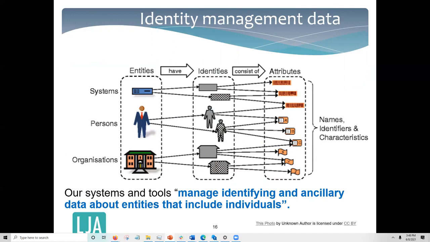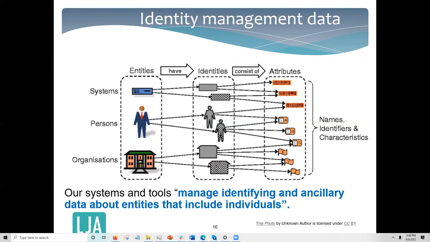So entities, that can be systems, persons, organizations, and we're going to talk more about entities as we go along. For the purposes of what we're talking about today, if it's easiest for you to think about an entity as a person, go for it. And if that's an easy frame of reference, just start with person, that's good. But entities have identities. So a person has an identity, and they probably have more than one.